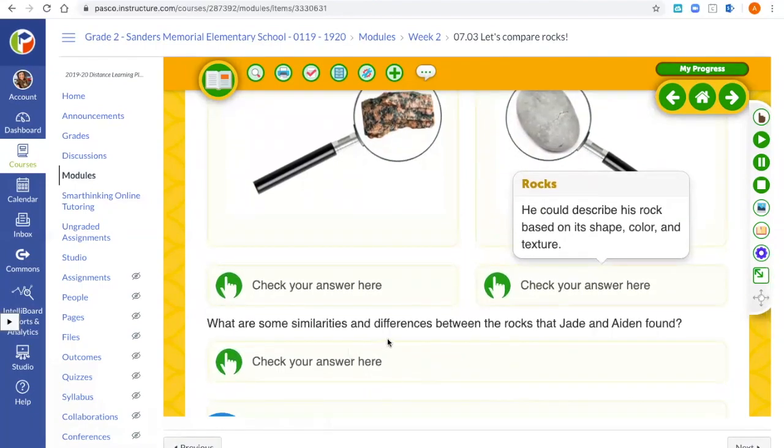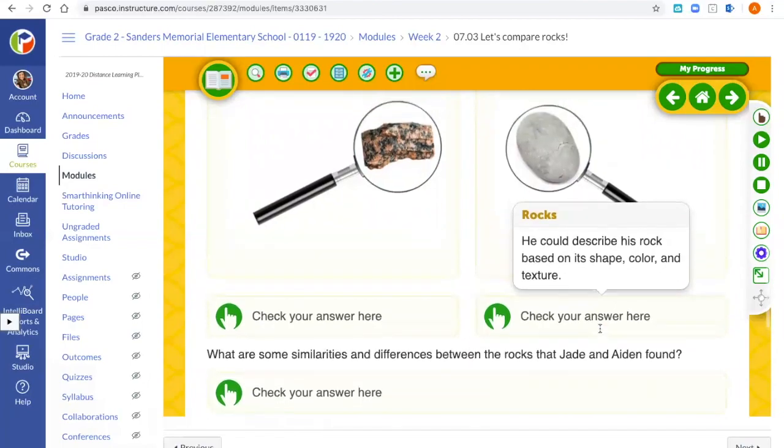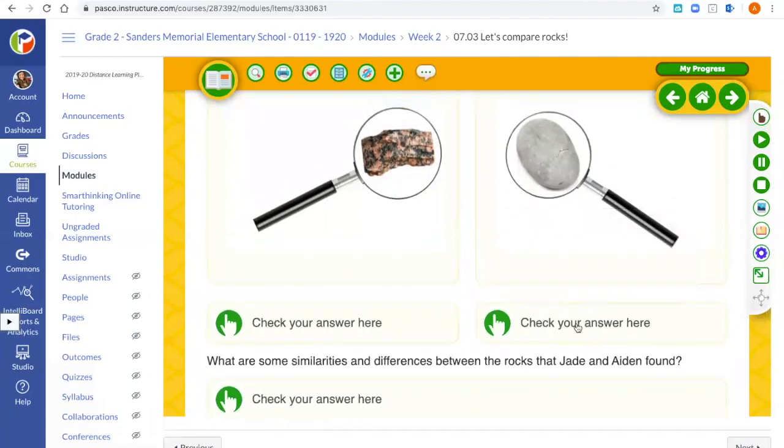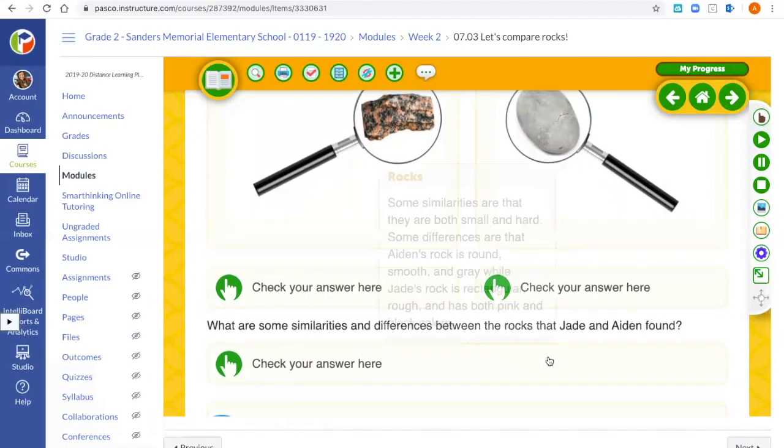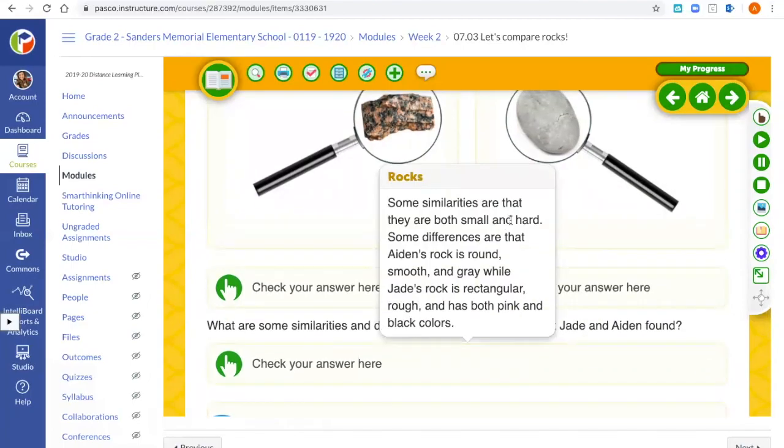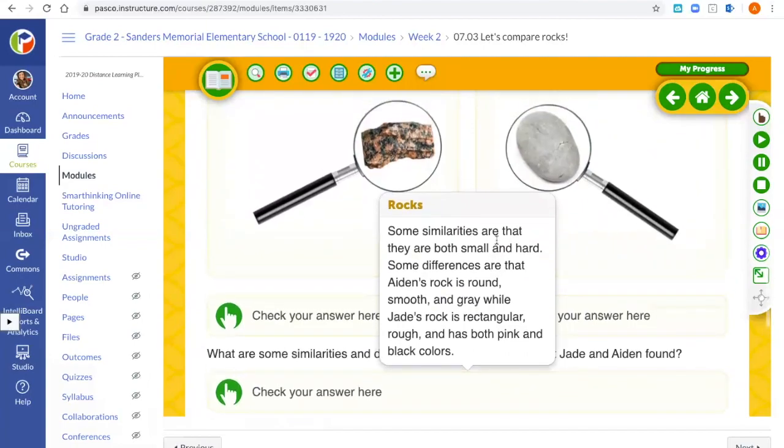What are some similarities and differences between the rocks that Jade and Aiden found? That's right. Some similarities are that they both are small and hard. Some differences are that Aiden's rock is round, smooth, and gray, while Jade's rock is rectangular, rough, and has both pink and black colors.